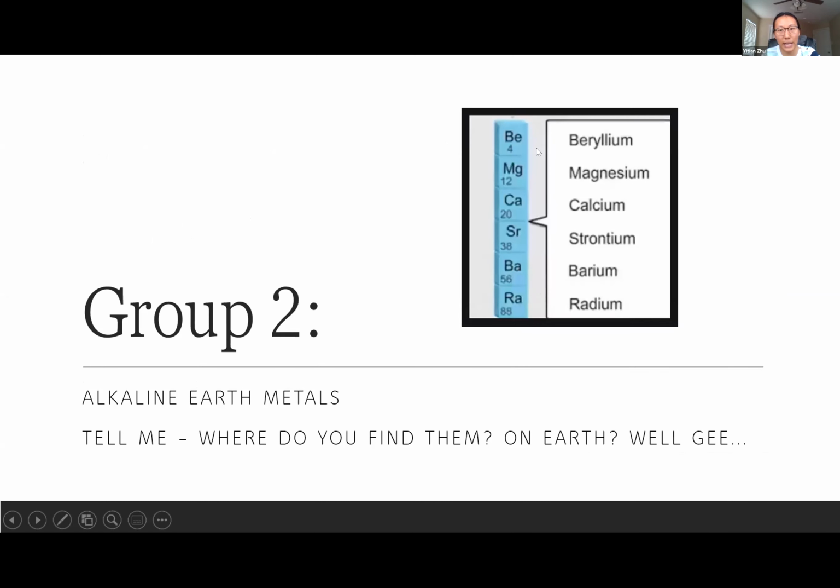So I'm gonna open the chat again and tell me where you think you can find the group 2 metals. Yeah, someone said you mine them, and that's exactly correct. They definitely exist in bones and minerals, and yes, they're in the earth. That's why they're called alkaline earth metals.